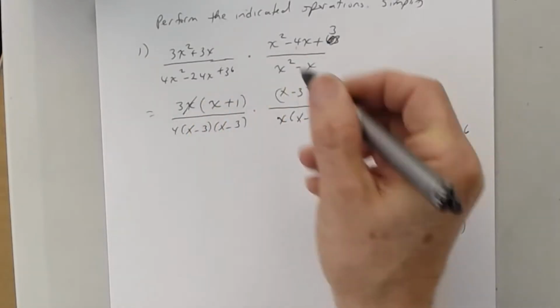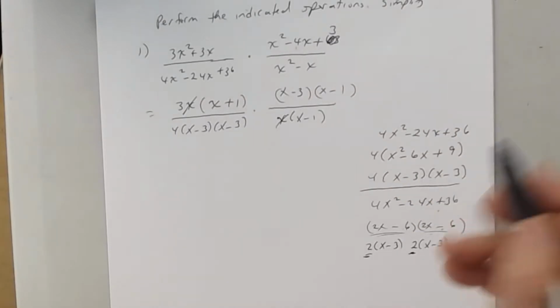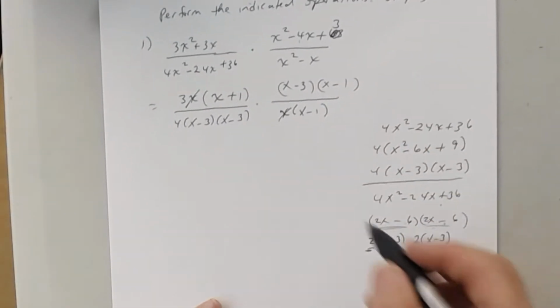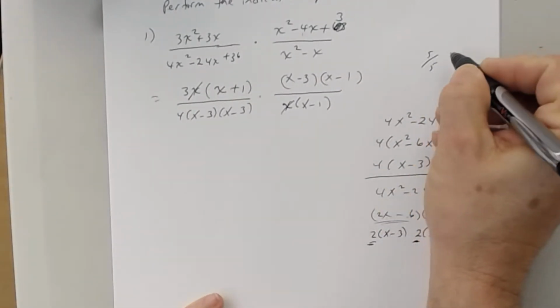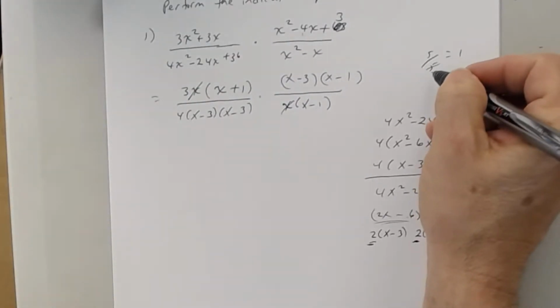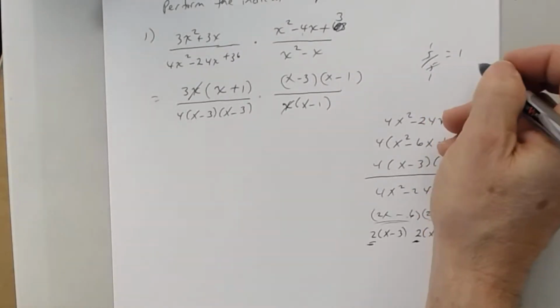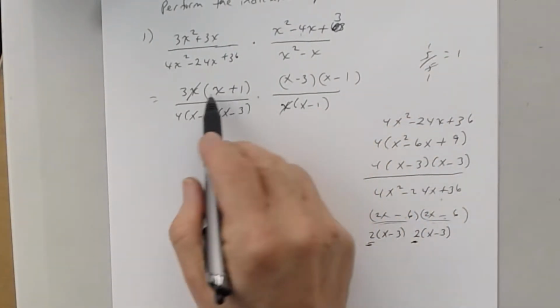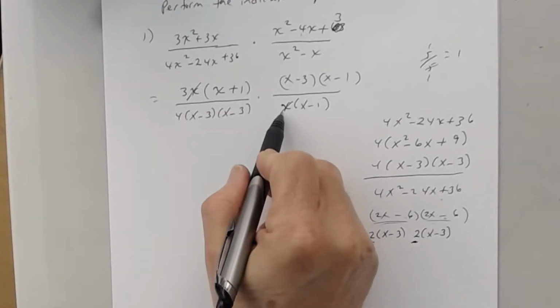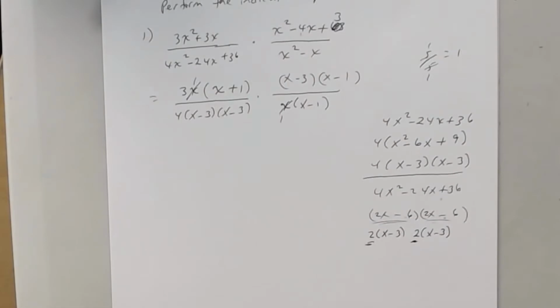Now remember though, when you cross them out, you just don't cross them out like that. You got to remember the fact that 5 divided by 5 is what? 1. And remember, when we cross them out, we put 1 in their place. So when I cross these out, x divided by x is what? 1. So we put 1 in their place. So you're left with a factor of 1 in each case.